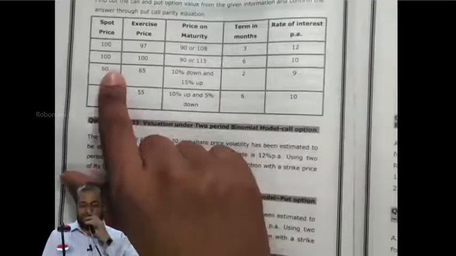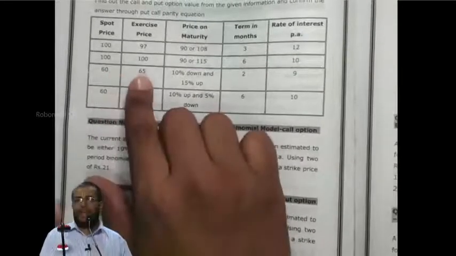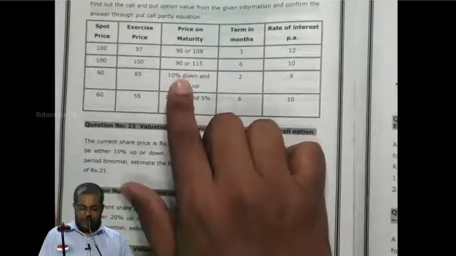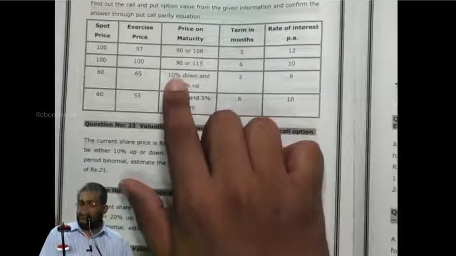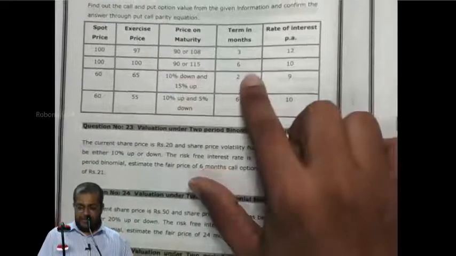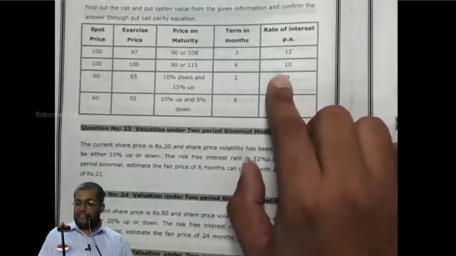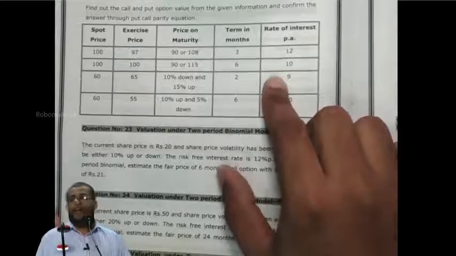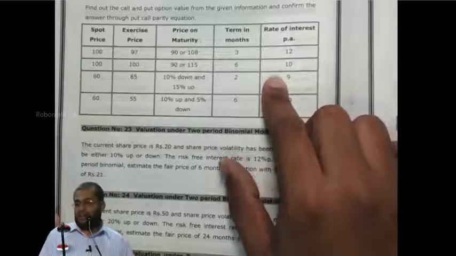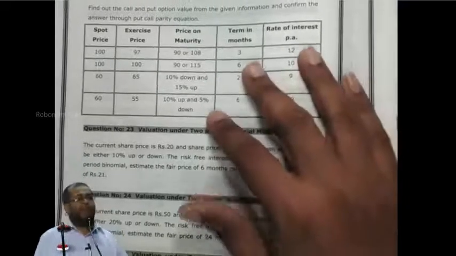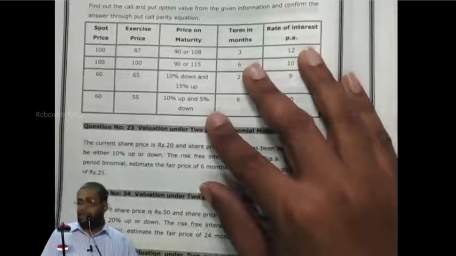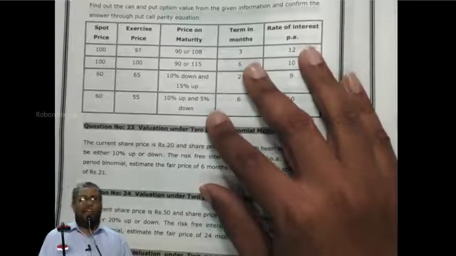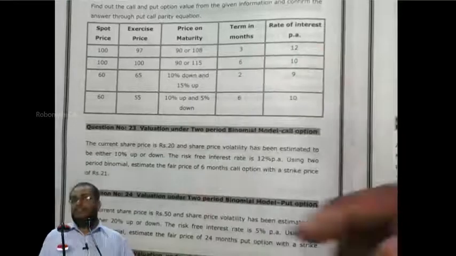Spot price, how much? 100. Strike price? 100. The maturity price can be 90 or 115. Term is 6 months. Interest rate is 10%. This is all the details given. Now we have to find out the value of the call option and then we can find the put value using what equation? Put call parity equation, balancing figure. Can we start doing it or not? Now let's start doing.